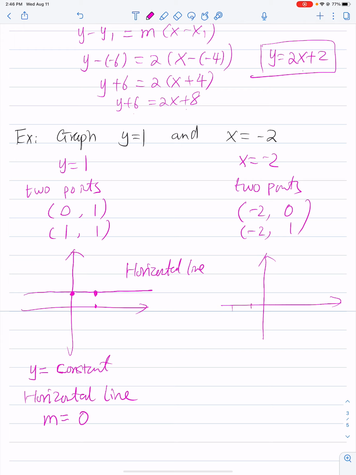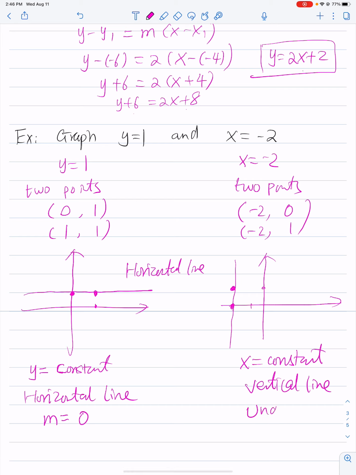We have (-2, 0) and (-2, 1). Yeah, so these are the 2 points. What did you notice? x equal to a constant will always be a vertical line. Do you guys remember what the slope of a vertical line is?